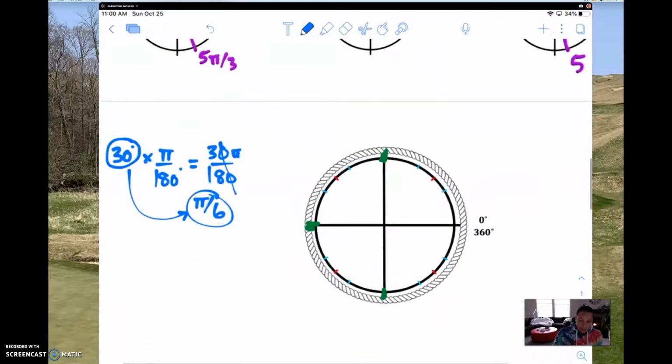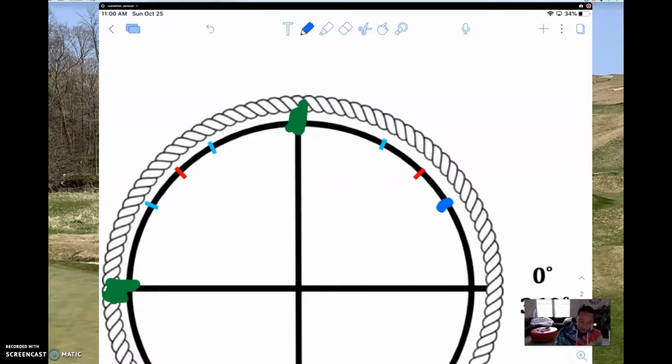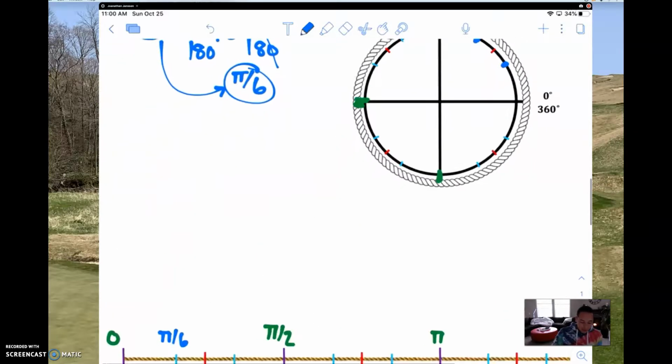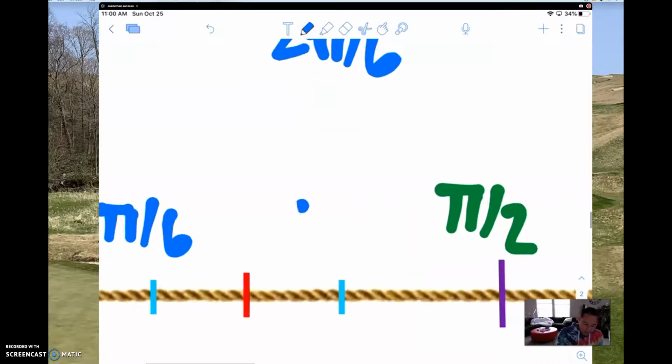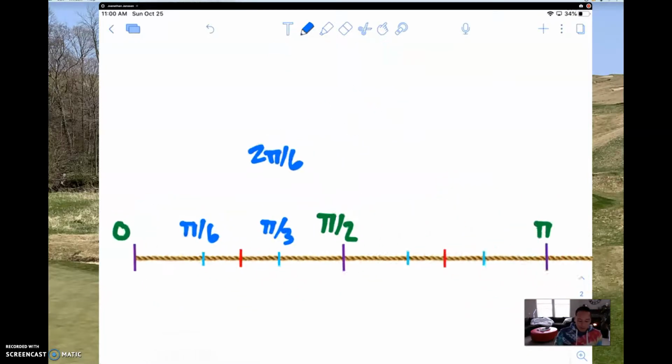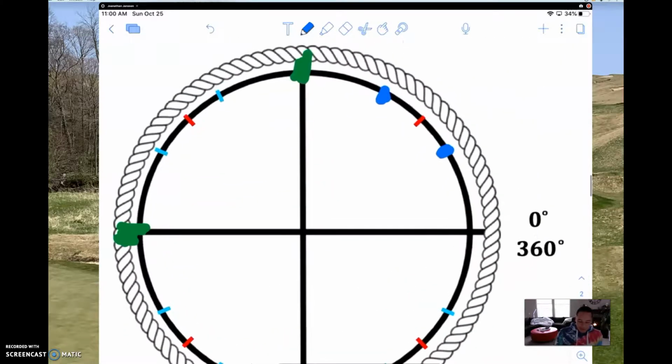If I go to the next blue tick mark, so we started here, now we're going to the next blue tick mark, that's just another 30 degrees. So what that one is you can think of that as 2 pi over 6, but you can reduce 2 pi over 6, divide the top and bottom by 2, and we get pi over 3. So this one up here was pi over 6. This one is pi over 3.